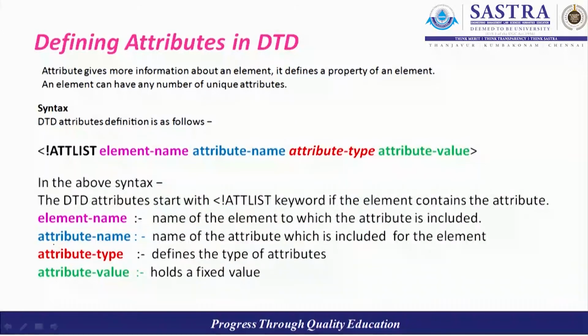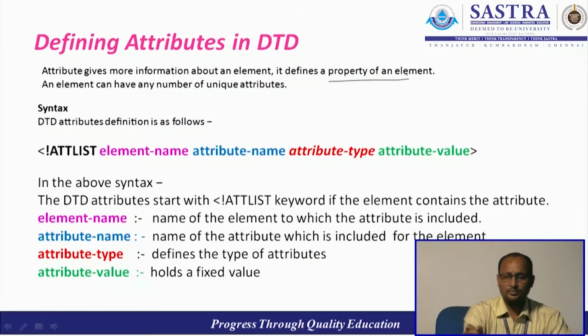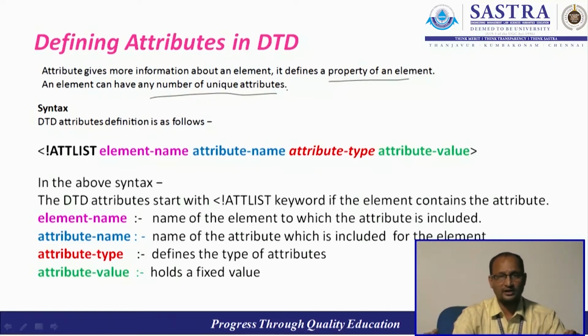We know that attributes give additional information about an element. An attribute defines a property of an element. An element can have any number of unique attributes. For example, we have created a student element. The student element, this is the element.